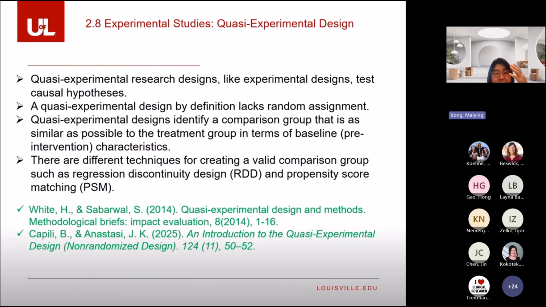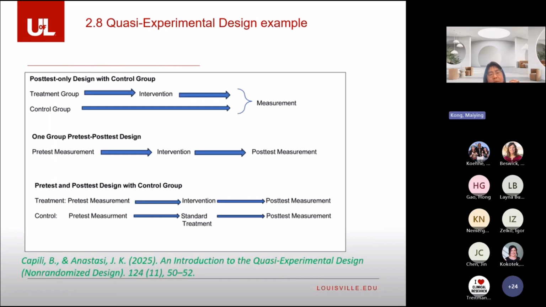There are different techniques to create the comparison group, such as the regression discontinuity design method or the propensity score matching method. The analysis scale is similar to RCT, but here for the control group we use some statistical approach to find a matched control group that is comparable with the treatment group in all other aspects except the treatment.